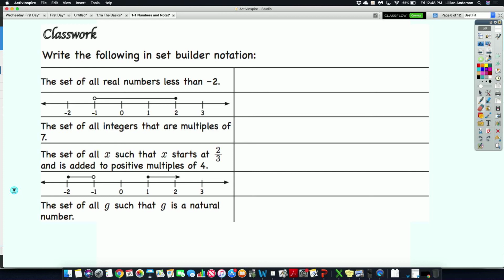Well, since we're writing this in set builder notation, we know we need the what? The curly brackets, okay? So we need the curly brackets. Do the best curly brackets that you can, okay? What will come after the first curly bracket? And the x. Sometimes, say you're solving an equation and you have to write the answer in set builder, whatever the variable is in that problem, you'll use that variable.